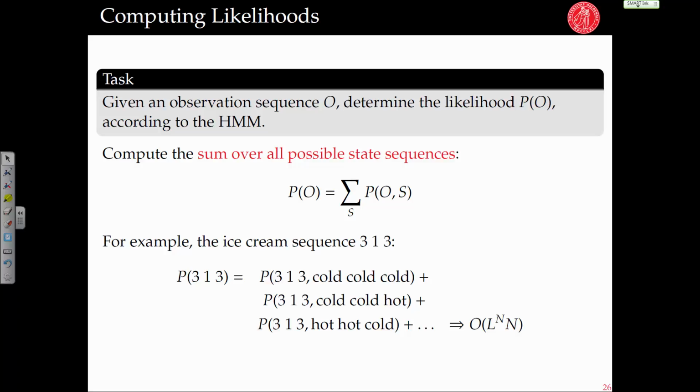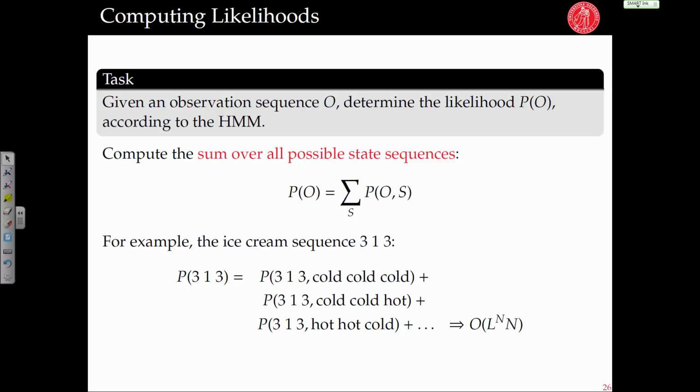Probability of 313. What we can do then is sum the joint probabilities of 313 with all possible state sequences. So with all possible state sequences, that's 8. We compute the joint probability, and then this time sum them. That's what we do to get this probability.